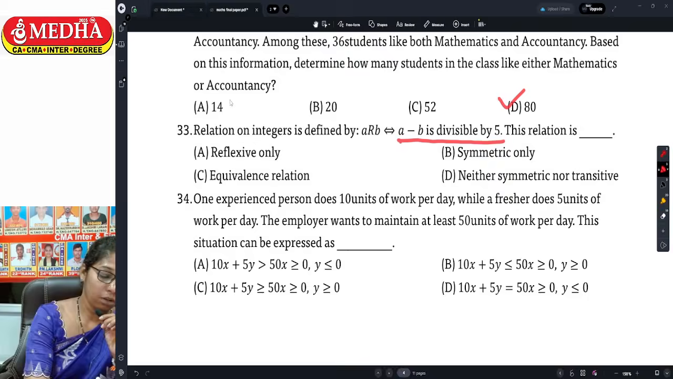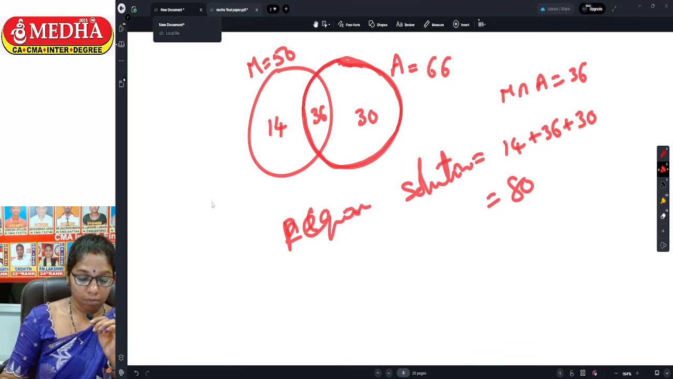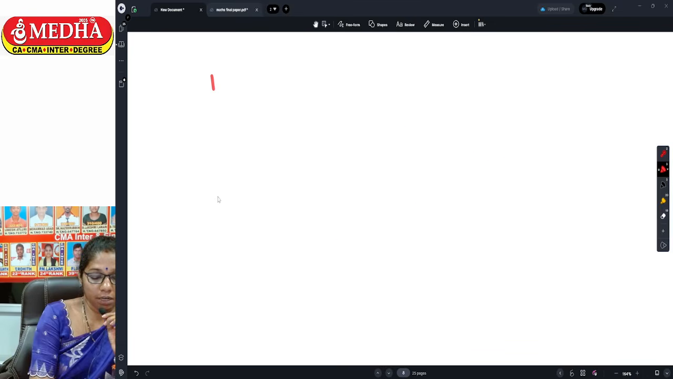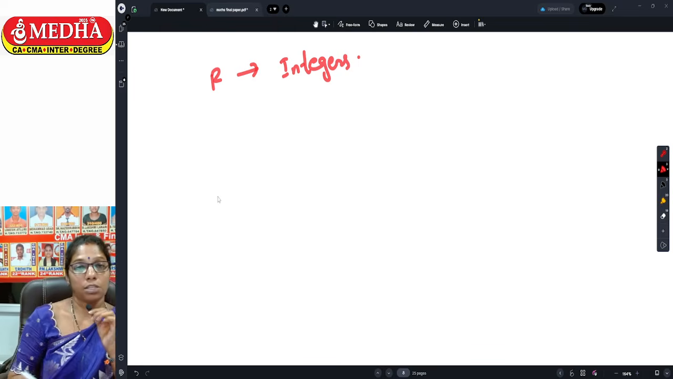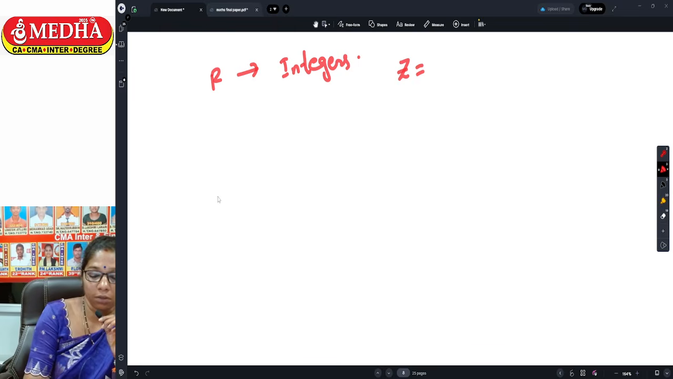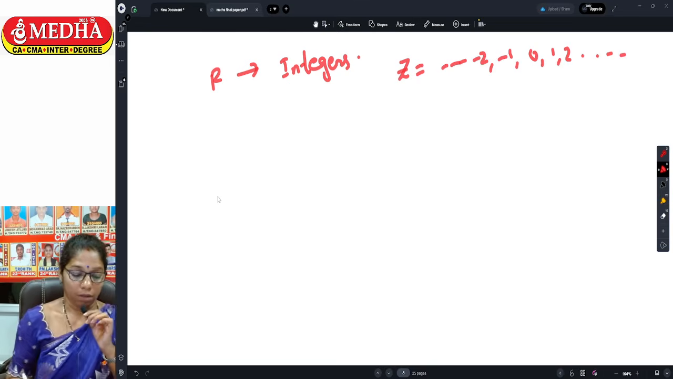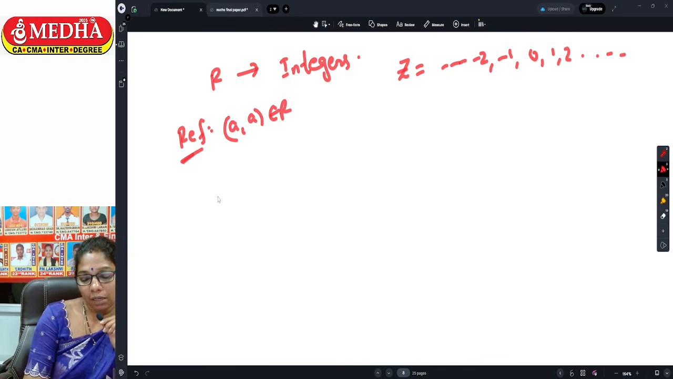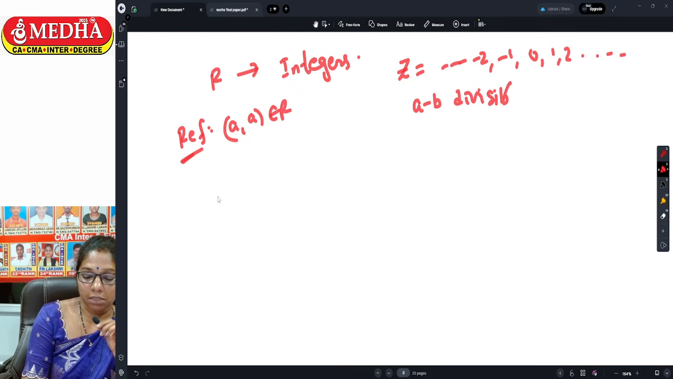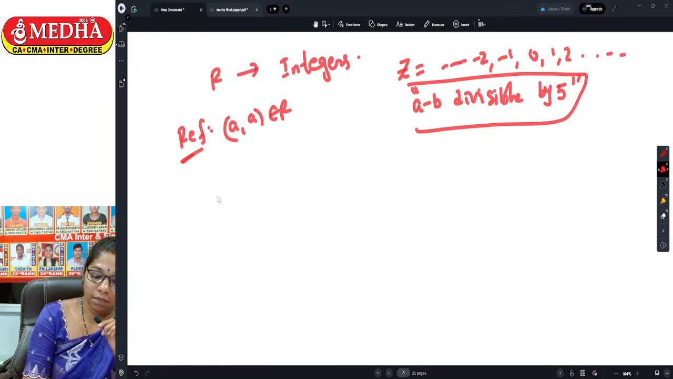So first of all, what is reflexive? So R is a relation that is defined on integer set. Integer set మీద relation define చేశారు, that is Z is equal to -2, -1, 0, 1, 2 and so on, in which reflexive relation. What is reflexive? a comma a belongs to R. But here relation is a minus b is divisible by 5. This is the relation.